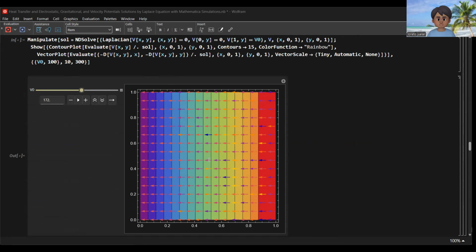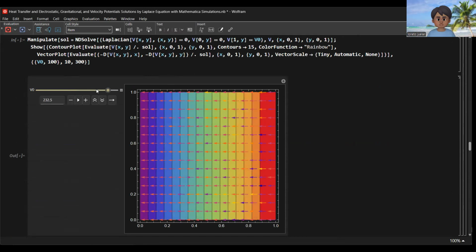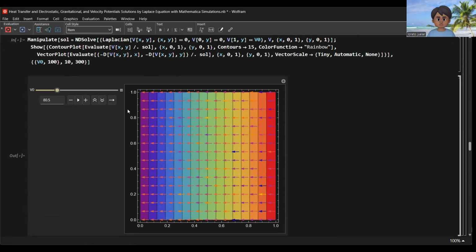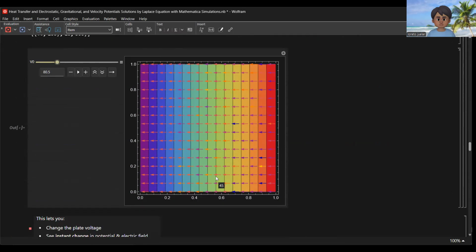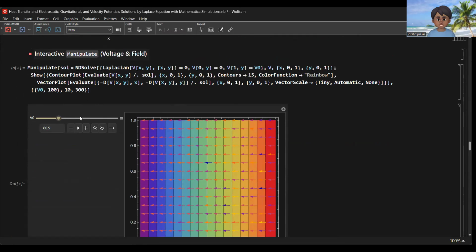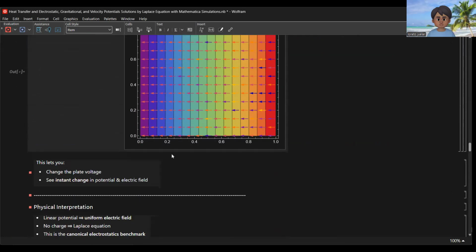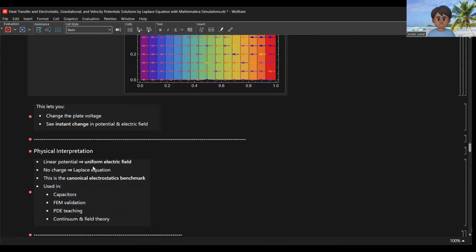We have here the potential. We are going to increase the potential here, so we have the increasing of the potential. We have the electric field here, perpendicular to the potential. So if we increase the potential, we also have the corresponding change in the electric field. This lets you change the plate voltage, say, instantaneously, in potential and electric field. So a linear potential means a uniform electric field, no change.